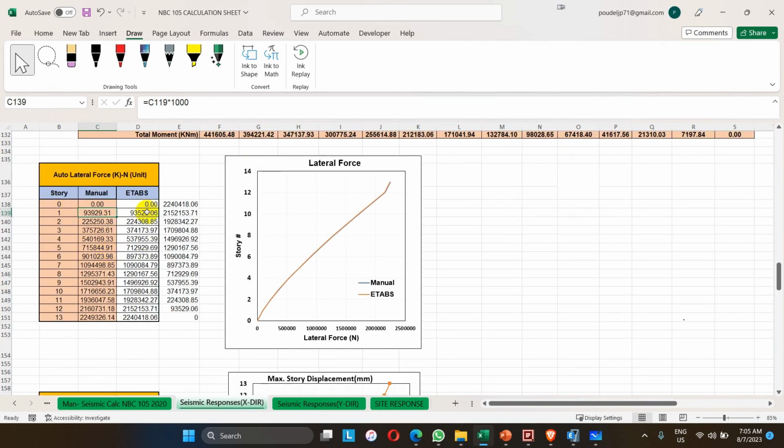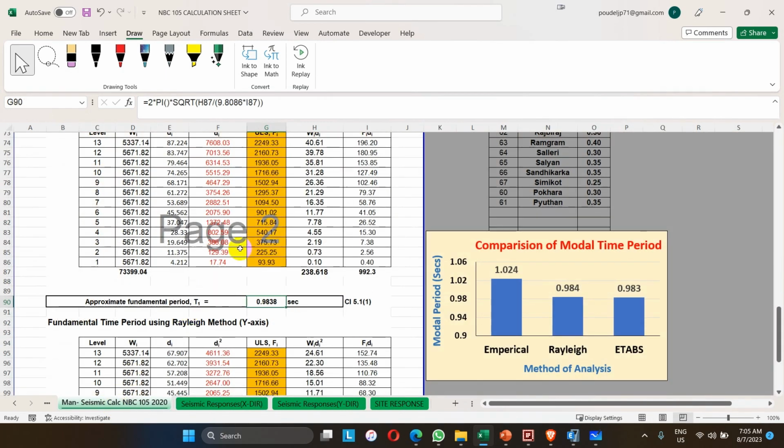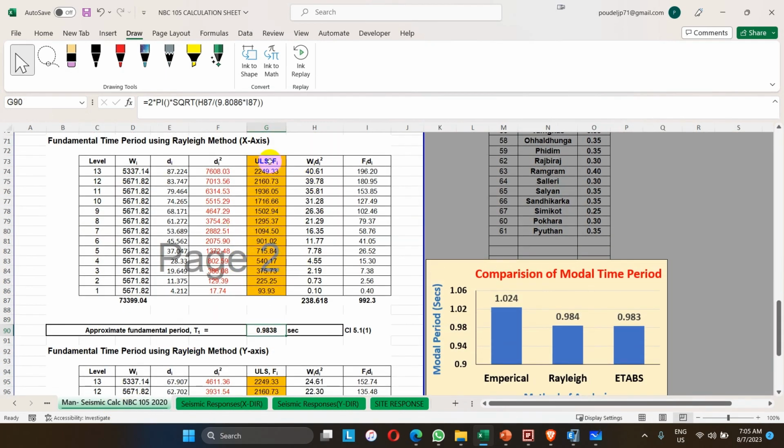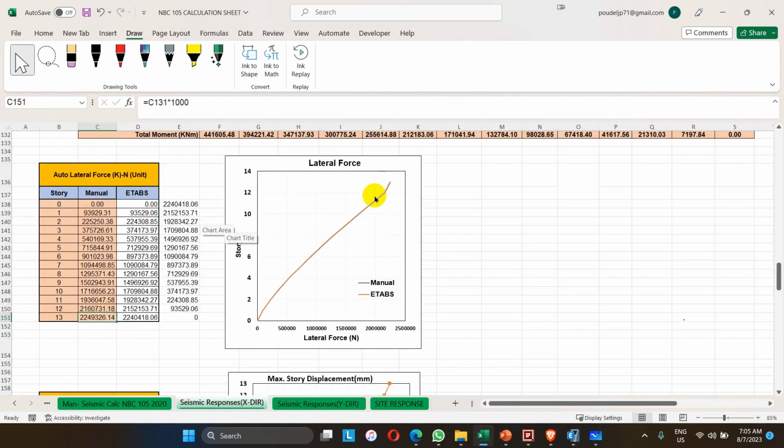This is the auto lateral force generated in ETABS, and we calculated it manually with the formula prescribed in the code in this sheet, and compared the values. We got overlapping results with both calculations. For ETABS, let me check this value.